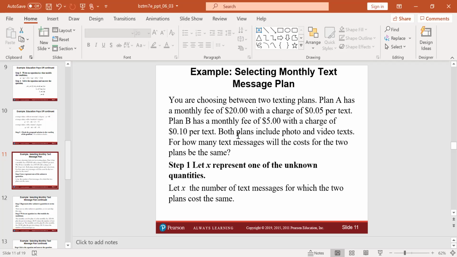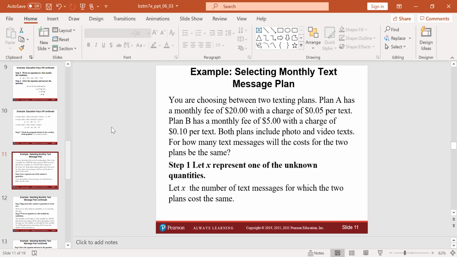Well, here's what we're going to do. We're going to figure out the number of text messages you could send each month for which Plan A and Plan B would be the exact same cost. And then after that, you know that if you text more than that amount that we're about to solve for, you should go with Plan A because it's cheaper per text. And if you send fewer than that many texts per month, you should go with Plan B.